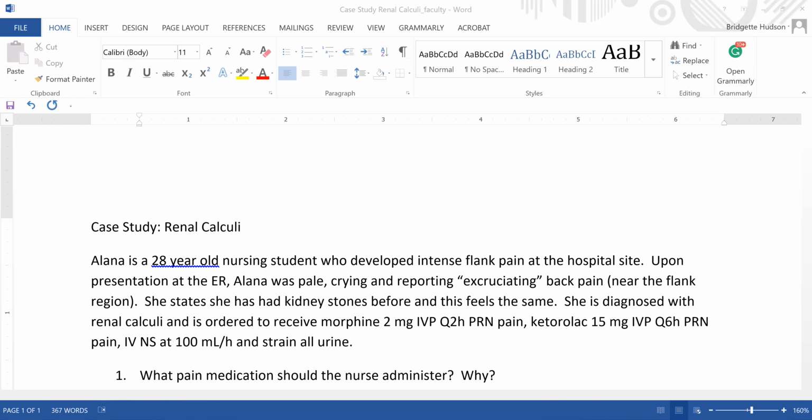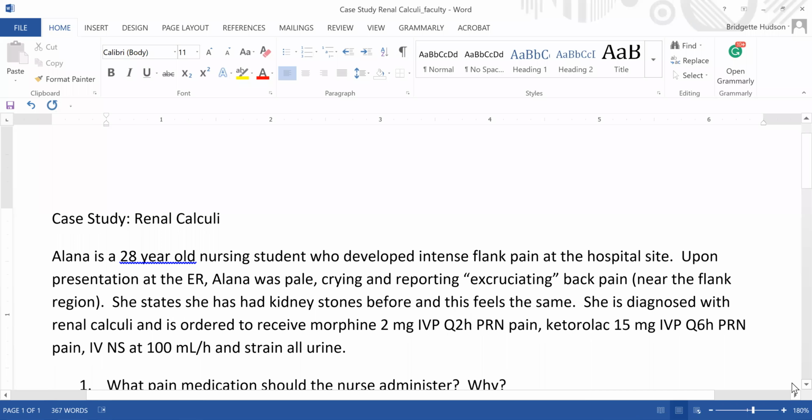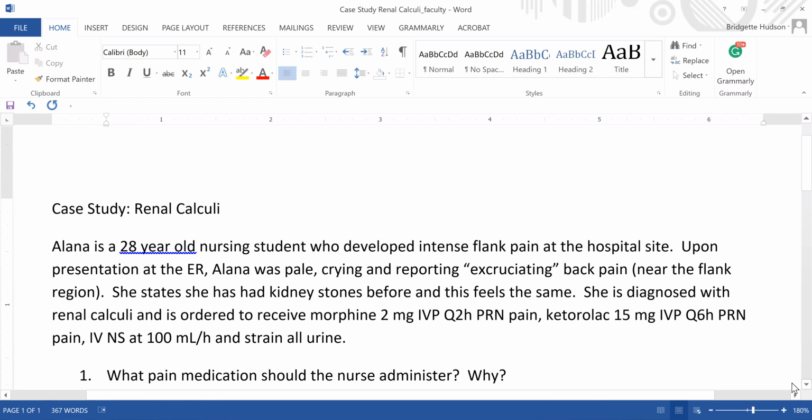Okay, can everybody see this? Yes, I can. All right. So we have Elena, a 28-year-old nursing student who developed intense flank pain at the hospital site. She was pale, crying, and reporting excruciating back pain near the flank. She states she's had kidney stones before and this feels the same. Now she was diagnosed with a kidney stone. They gave her morphine, ketorolac, which is Toradol, and she's on an IV drip, normal saline, 100 mils per hour, and they're going to strain all her urine. What pain medication should the nurse administer and why?